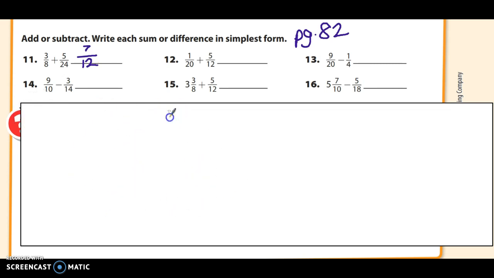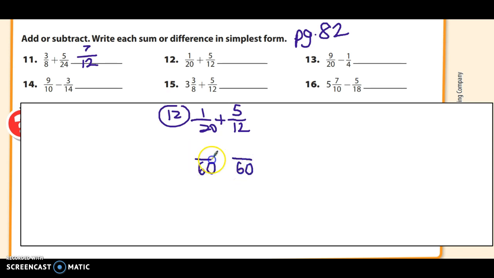Number 12 is 1/20 plus 5/12. And I didn't write 20, but I can real easily. So now I recognize that I don't have common denominators, and I need common denominators before I can add the numerators. So I'm going to do the multiples of 20 and 12. The multiples of 20: I get 20, 40, 60. And I think that might be the answer, so I need to do my multiples of 12. 12, 24, 36, 48, 60. Notice I said 60 in both lists. So my common denominator will be 60.